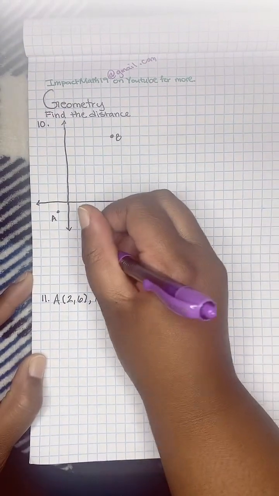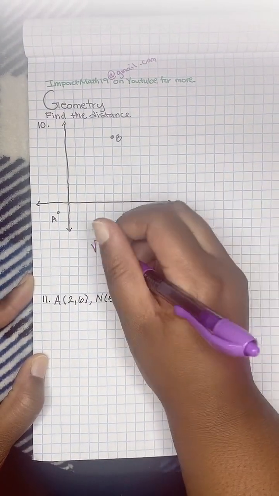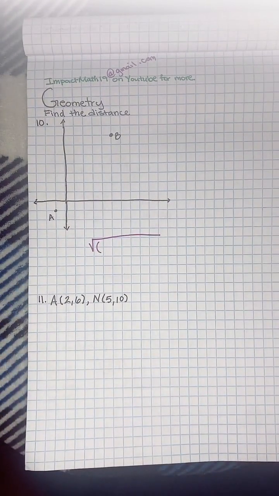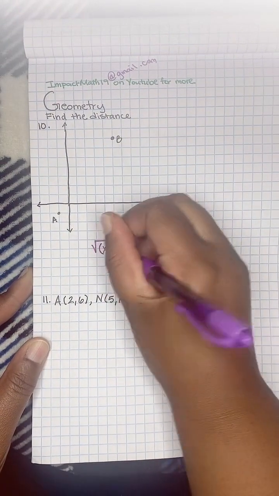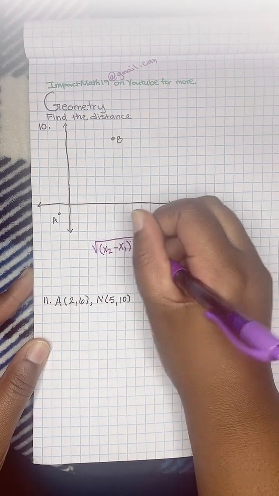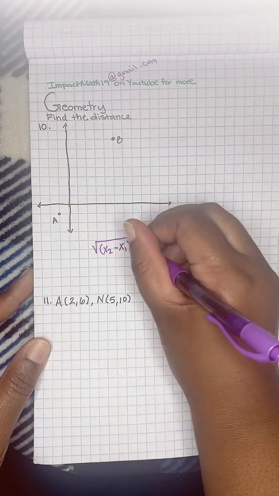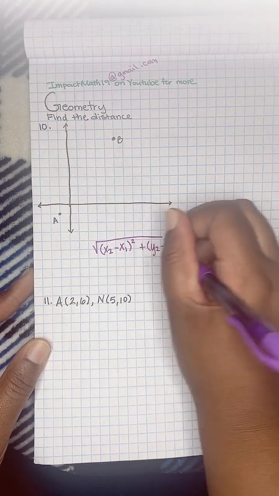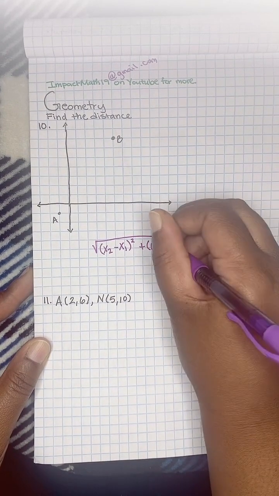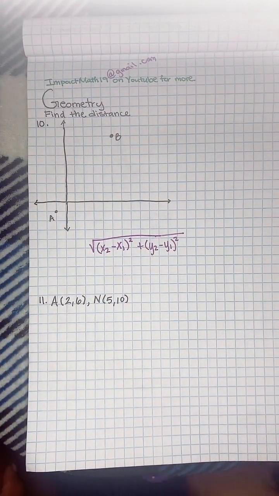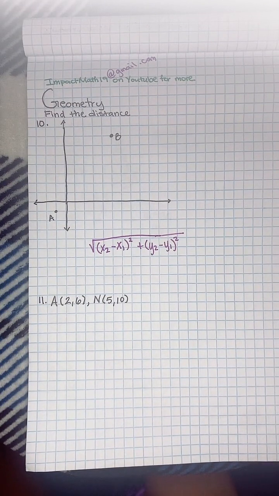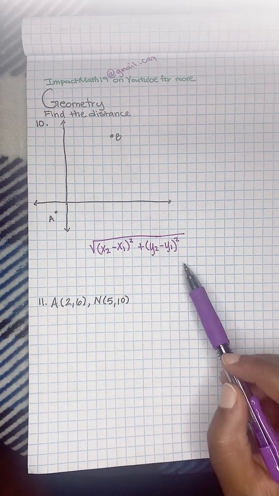Okay. Distance formula. It's going to be x2 minus x1 squared plus y2 minus y1 squared. That's our distance formula. Okay. x2 minus x1 plus y2 minus y1. Perfect. Good. And don't forget those squares.